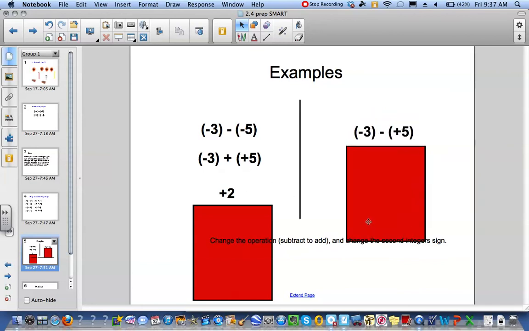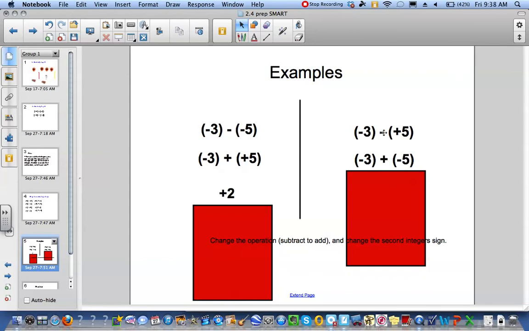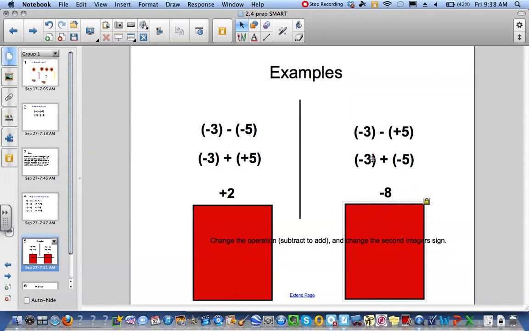Same thing on the other side. I've just changed the second integer to a positive. Instead of it being negative 3 minus negative 5, it's negative 3 minus positive 5. So I change the operation, I change the second sign, negative 3 plus negative 5 instead of negative 3 minus positive 5. You are taking away a positive, which means you're adding a negative. Just as when we took away a negative, we were adding a positive. If we bring that down, negative 3 plus negative 5 is negative 8.